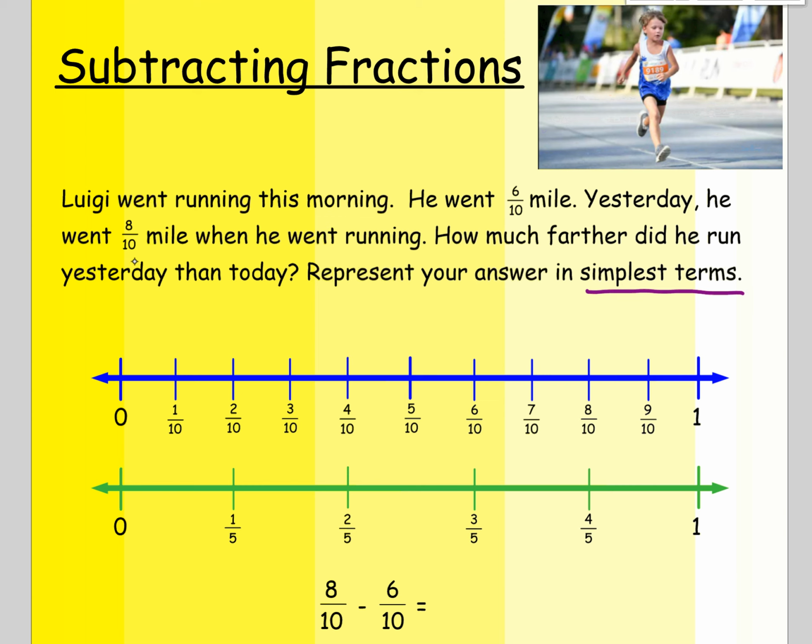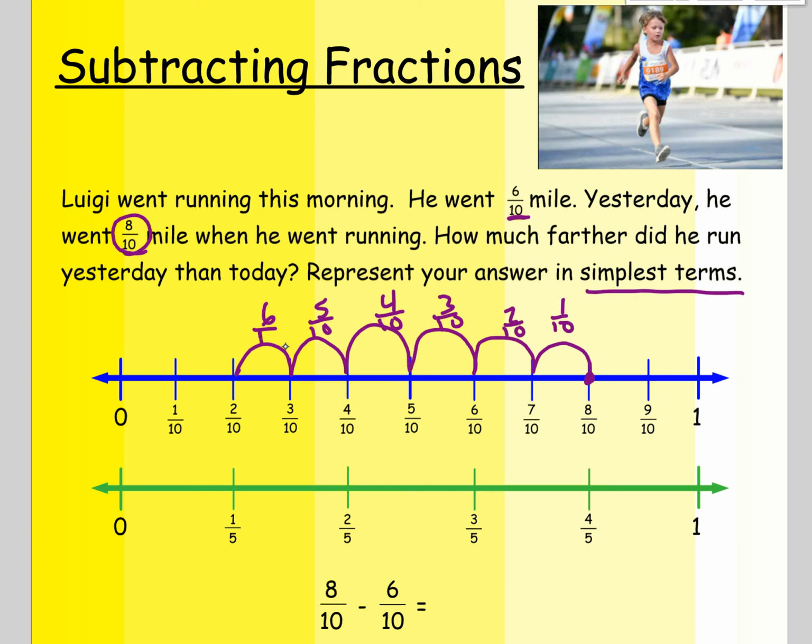So yesterday he went 8/10 of a mile. So he started all the way out here. And we want to know how much more that is than 6/10. So let's count backwards. 6/10. 1/10, 2/10, 3/10, 4/10, 5/10, 6/10. So those are the 6/10 that he had done today. So that means he went 2/10 of a mile more. 8/10 minus 6/10 is 2/10.